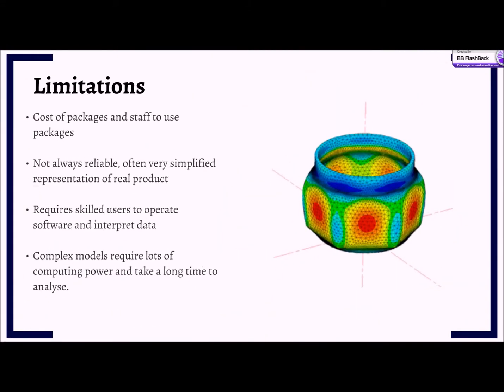However, FEA does have its limitations. The software is often very expensive and skilled technicians are needed to operate and interpret the data. The objects and structures are simplified models of the real thing, and as such there is an element of estimation. If not interpreted with this in mind, problems could arise later in the project if a mistake has been made.